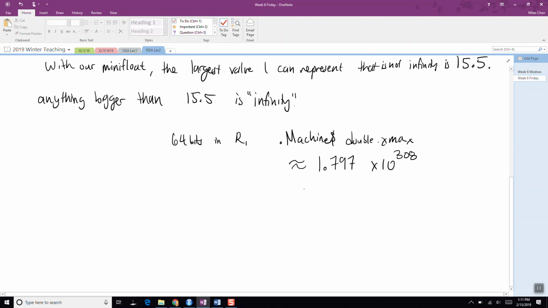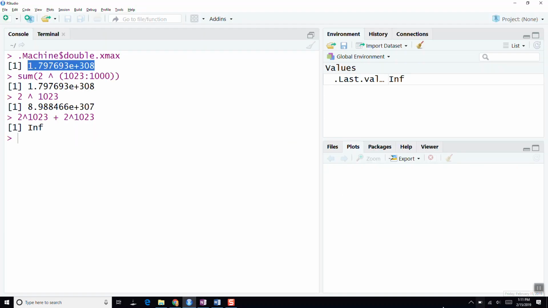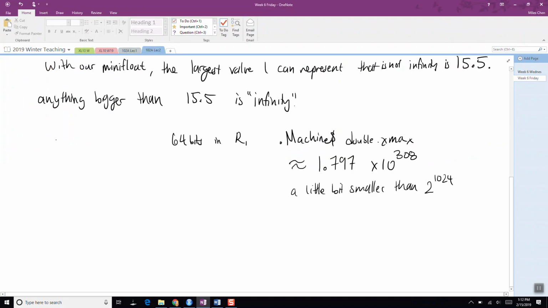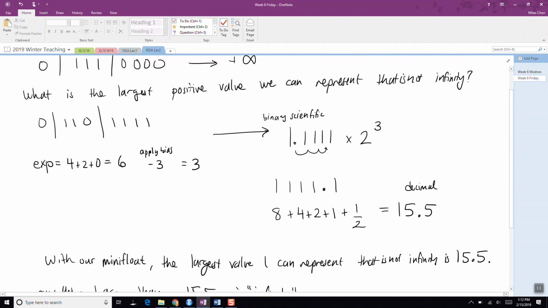And it's just a little bit smaller than 2 to the 1024. If I do 2 to the 1024, the computer will error out and tell me it's infinity. So the largest value we can represent is a little bit smaller than 2 to the 1024, and this is our .Machine$double.xmax. Our equivalent in our mini float is 15.5. That's our mini float max.